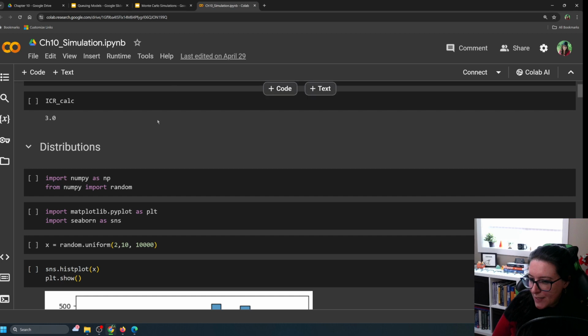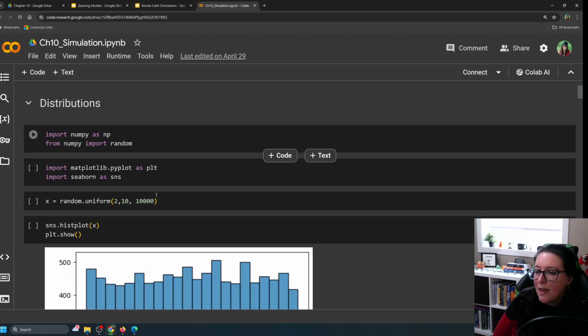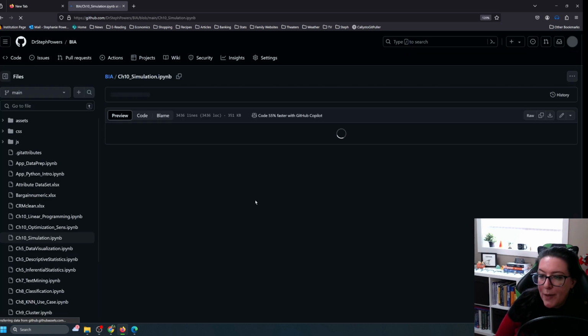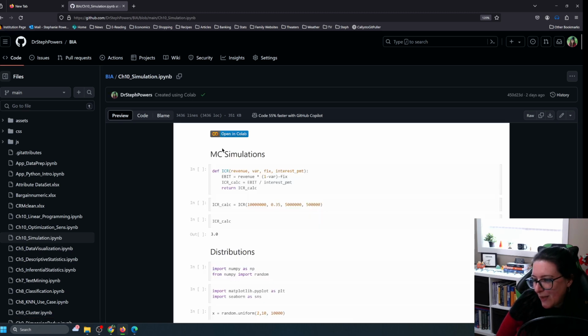So I'm just going to put us here. We are here under these chapter 10 simulations. So you can find this at drstephpowers.github.io/BIA. And we are working here in the workbook called Simulation. And when you click on that, you will need to open it in Google Colab, which is the button that appears right here, up in Colab. Log in, save a copy, and then you can edit and run it as much as you want.